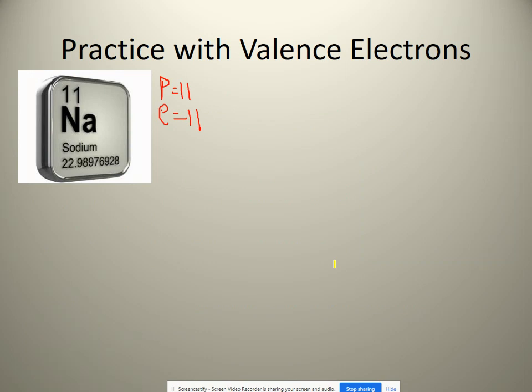Okay, we're going to practice drawing these. I want you to draw these with me at home. And we're going to start with sodium. So I already did at the beginning of class. You're going to look for this number first. That's going to tell me how many protons and electrons. So when you draw this, I want you to draw the protons and electrons out for me.